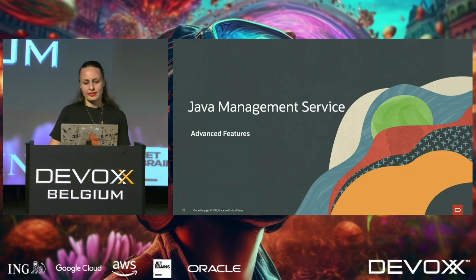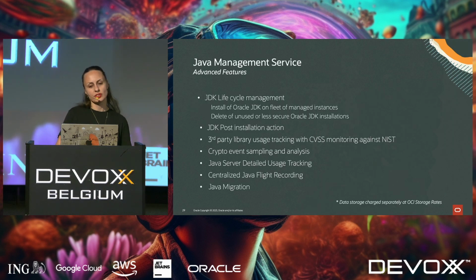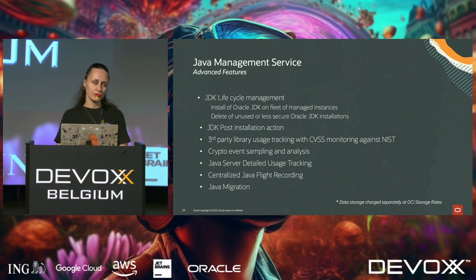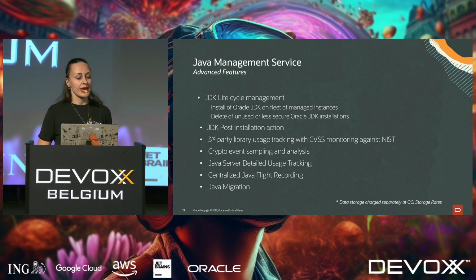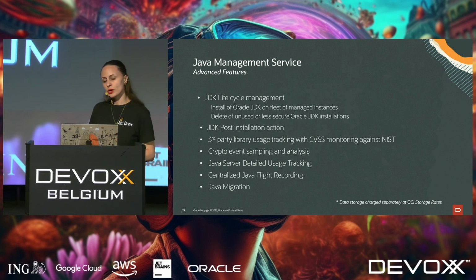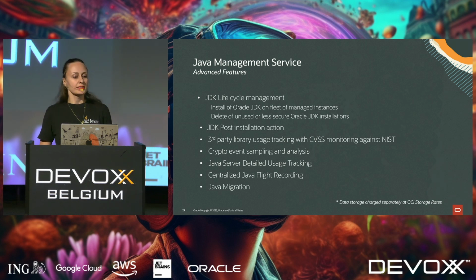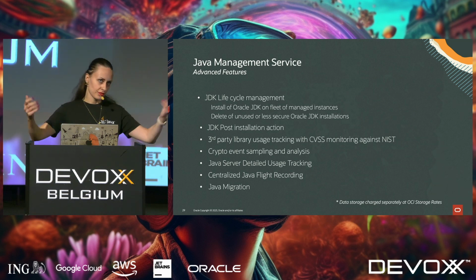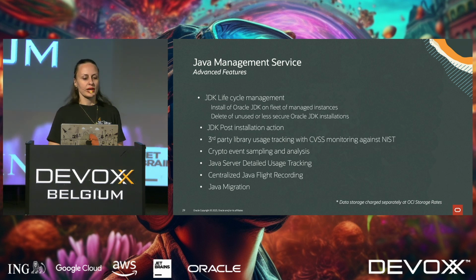And that gets us to the advanced features. Advanced features can allow you to manage the entire life cycle of your JDK. This means that it can allow you to install a new JDK version, but also gives you instructions on what you can do after you install that, because maybe you have to do some afterwards actions. Then it can give you a scan of the third-party libraries that your applications are using, get detailed Java server usage tracking, of course, if you're running your applications on different servers, and you get a Java migration report that can help you to migrate into a different Java version.